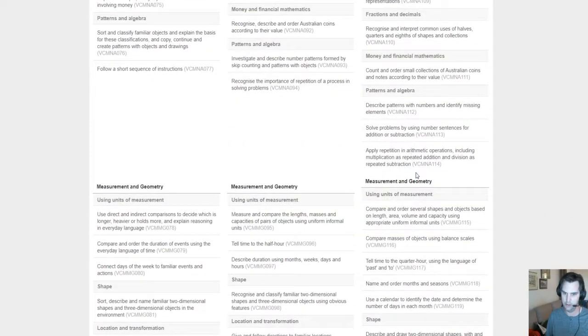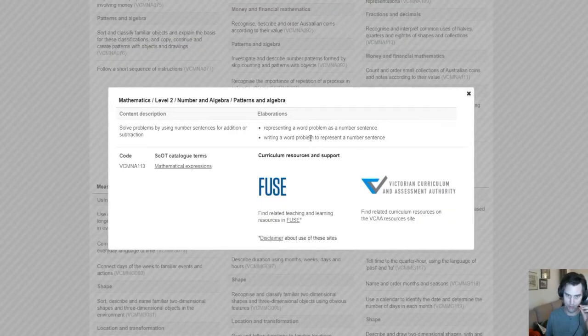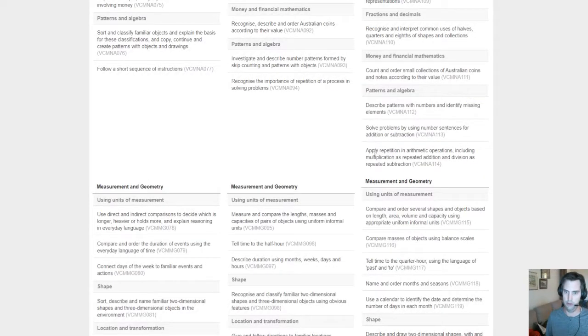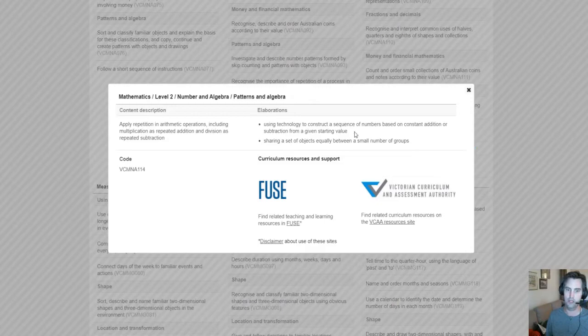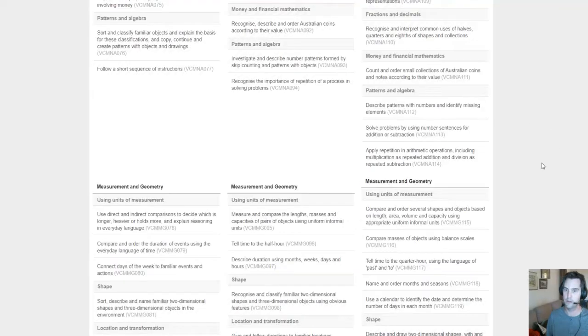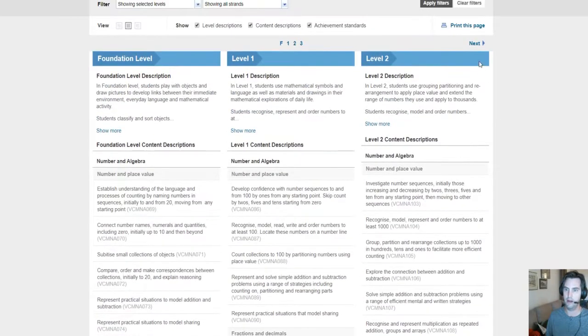Would we miss anything else there? Sorry. Yes. Solve problems by using number sequences for addition or subtraction. So represent a word problem as a number sentence. Write a word problem to represent a number sentence. Apply repetition in arithmetic operations, including multiplication as repeated addition and division as repeated subtraction. Use technology to construct a sequence of numbers based on constant adding or subtracting from a given starting value. And sharing a set of objects equally between a small number of groups, which is kind of their introduction to division, which they will obviously be learning a lot about as they get a bit older.